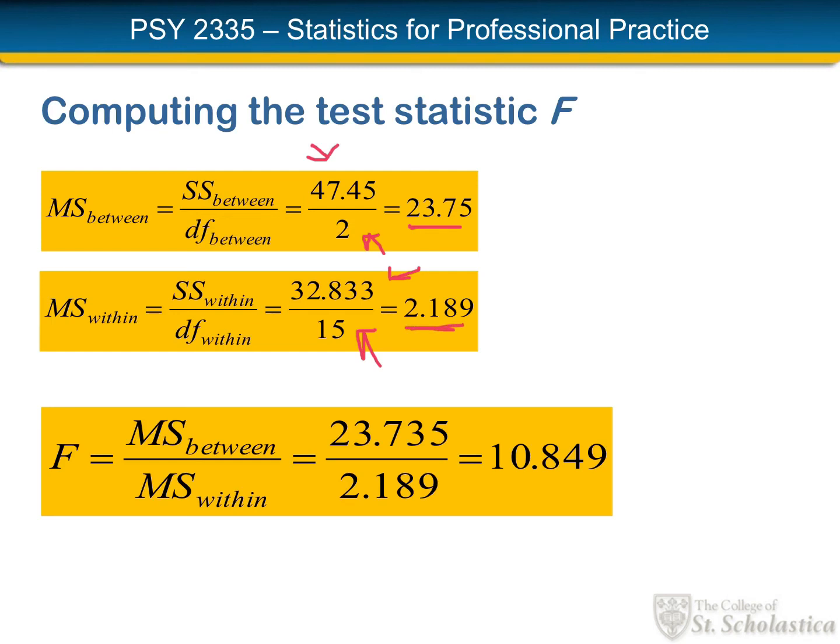When I put these two numbers into my equation for the F statistic, 23.75 divided by 2.189 gives me quite a large F, 10.849.